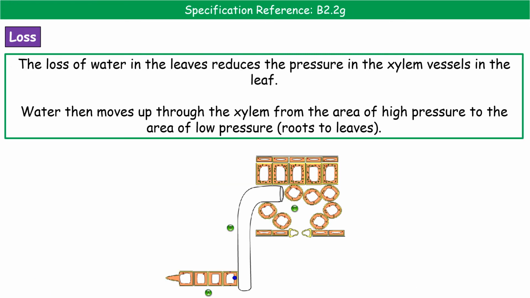When we lose that water from the leaves, we reduce the pressure in the xylem vessels. So the top of the xylem vessels then has a lower pressure. As a result of that, we've got a high pressure in the roots, a low pressure at the top, and therefore water moves up through the xylem from the high pressure area to the low pressure area. Hence why it always goes from bottom to top in the plant.